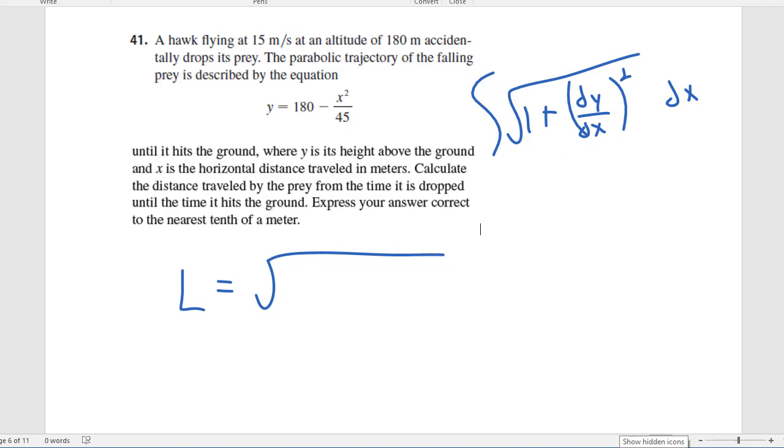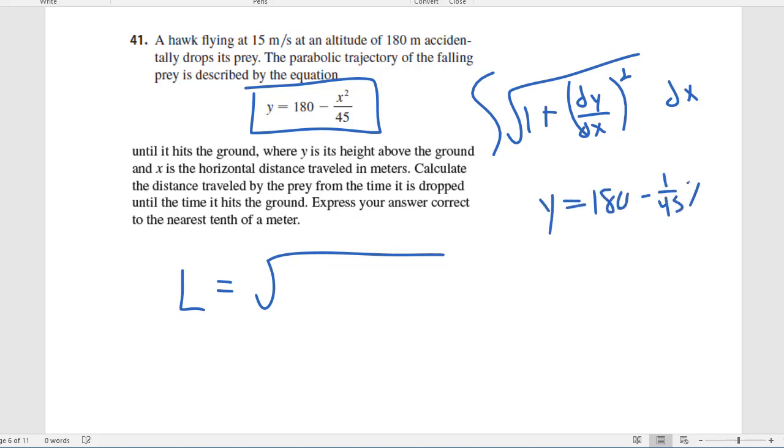Well, in this case, I'm going to use the dy/dx, right? He gave me the equation as y as a function of x, so I'm going to find dy/dx from that form. So I have y equals 180 minus, I'm going to write this as 1/45 times x squared. And I'm just going to use the power rule here. So y prime, dy/dx: the derivative of a constant is 0, and then I hold onto the constant on the other term and take the derivative of x squared. So there's my dy/dx.